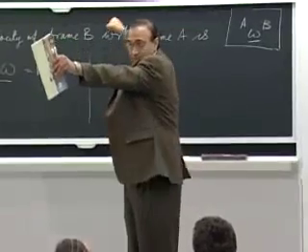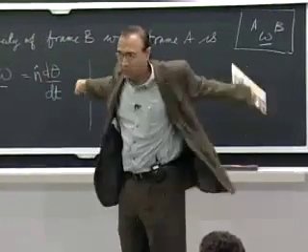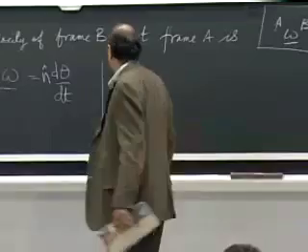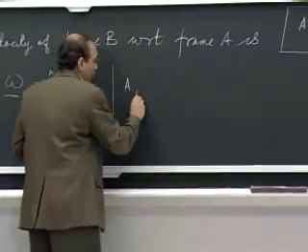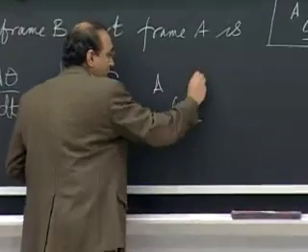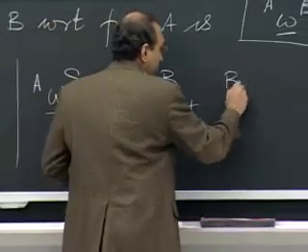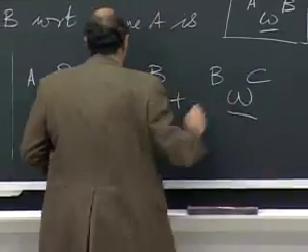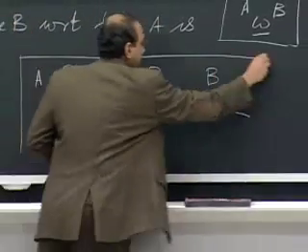This way, right? Depending on the direction, this way or backwards. So here's the deal. A omega C is equal to A omega B plus B omega C. And this is what I wanted to tell you.